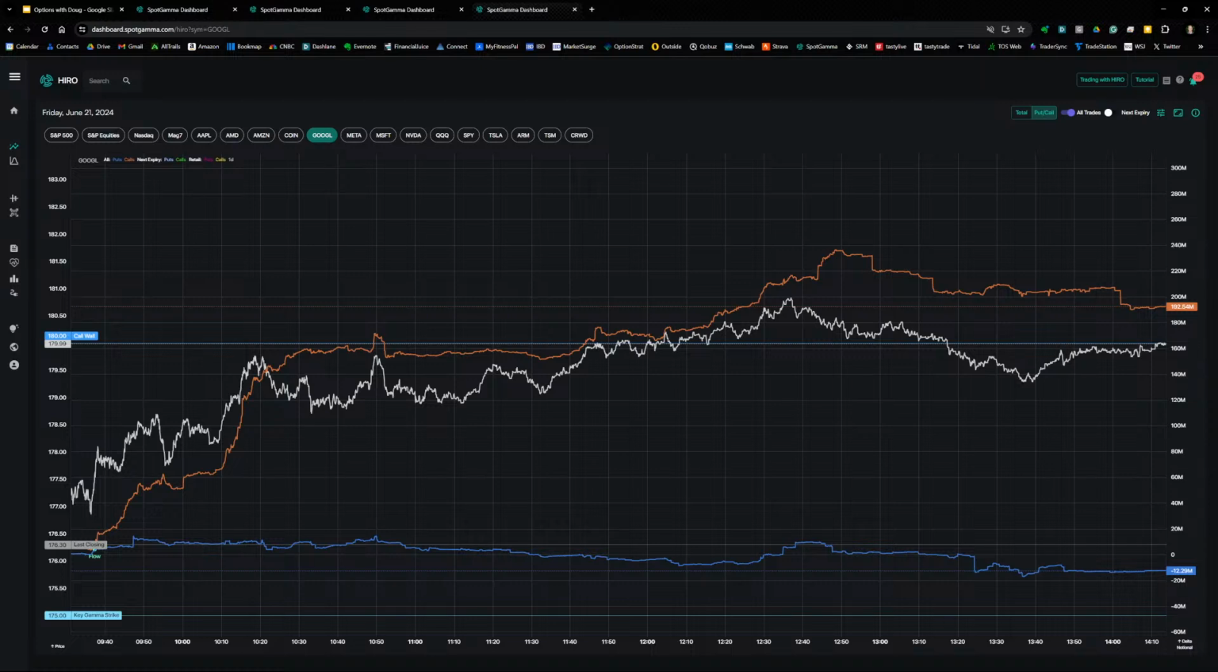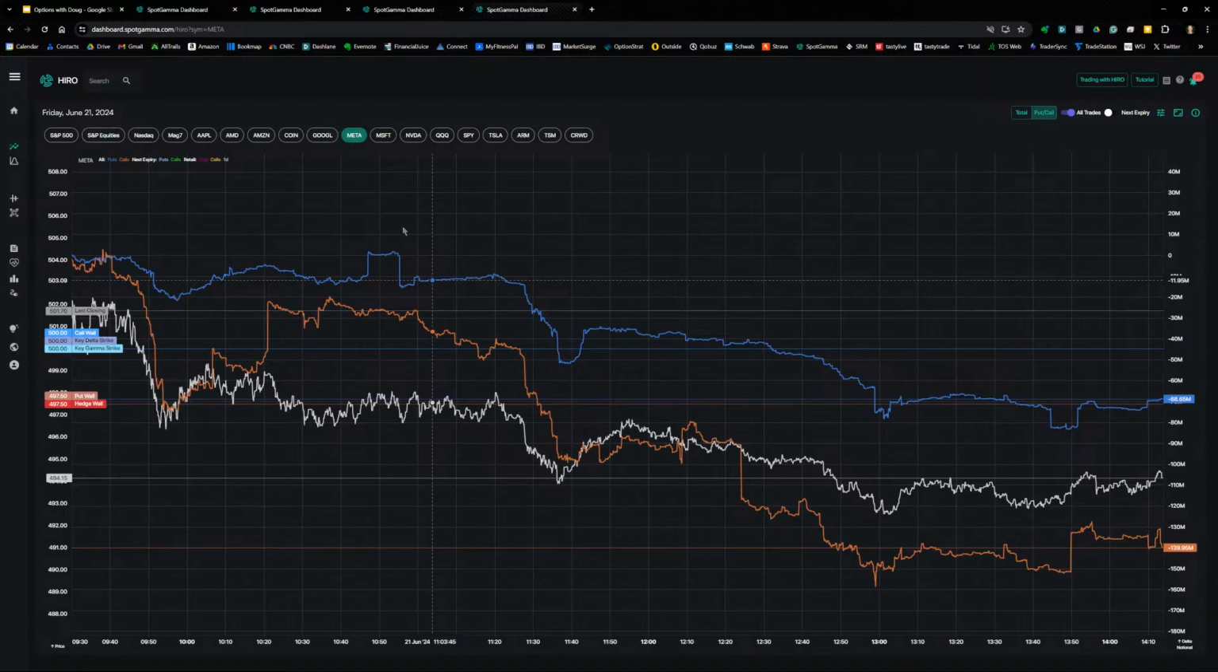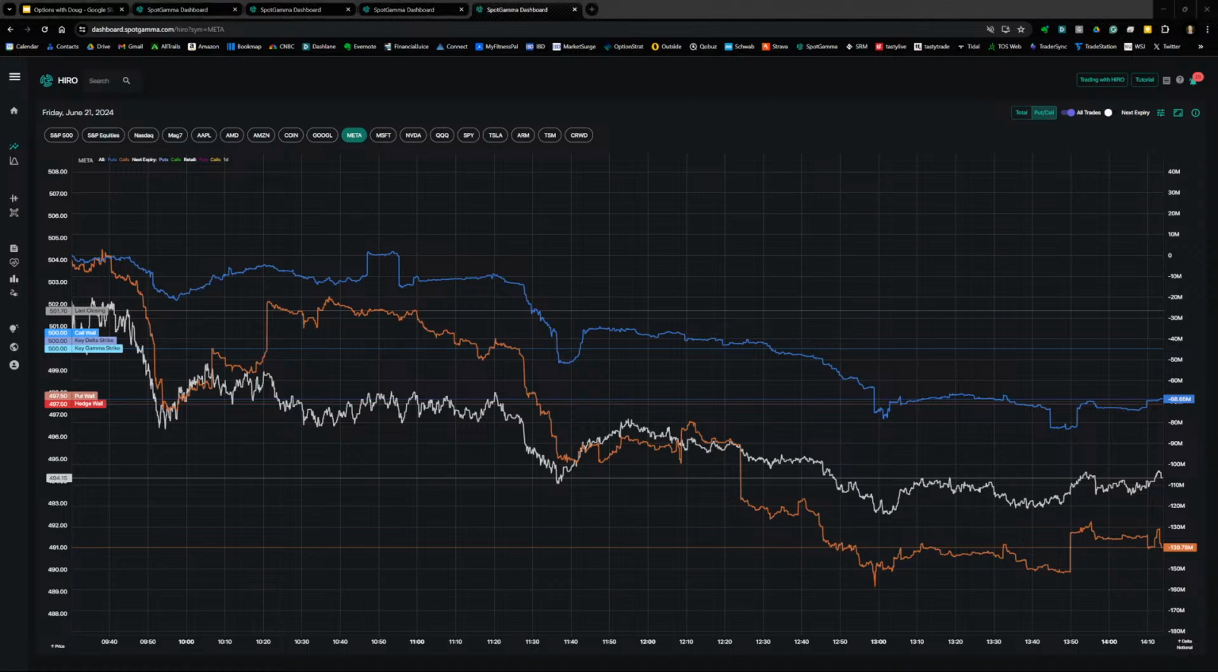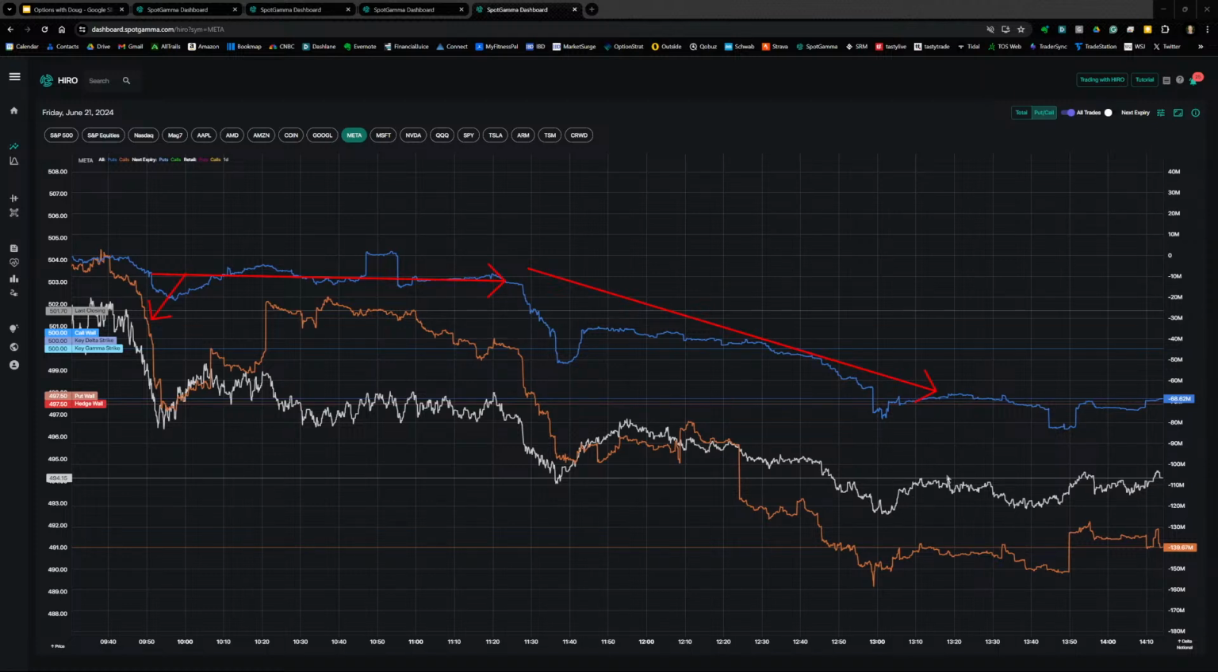All right, the next, Meta. And today, traders are taking profits in Meta. Meta does have a large amount of gamma expiring today. Traders selling calls. Initially, the put line was pretty flat. Then they started buying puts right around 11:20, something like that. So now the orange line and the blue line are moving the same direction up until about 1:15. Now they've taken the foot off the gas, price consolidating.